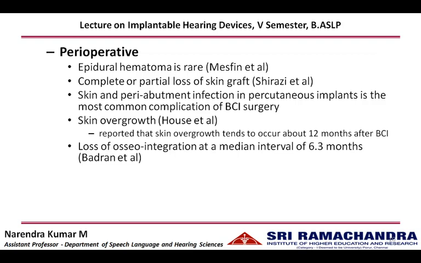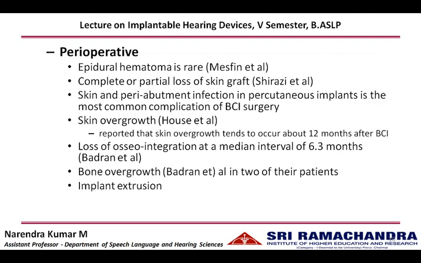Similar to skin overgrowth, there can also be bone overgrowth. These points lead to the extrusion of the implant. The skin overgrowth, loss of osseointegration or bone overgrowth can extrude the implant. There are chances for occipital neuropathy immediately after surgery. Entrapment of the occipital nerve can result in occipital neuropathy, which leads to acute pain at the neck region. This prevents the individuals from using the implant. So in such conditions, the implant has to be extruded.